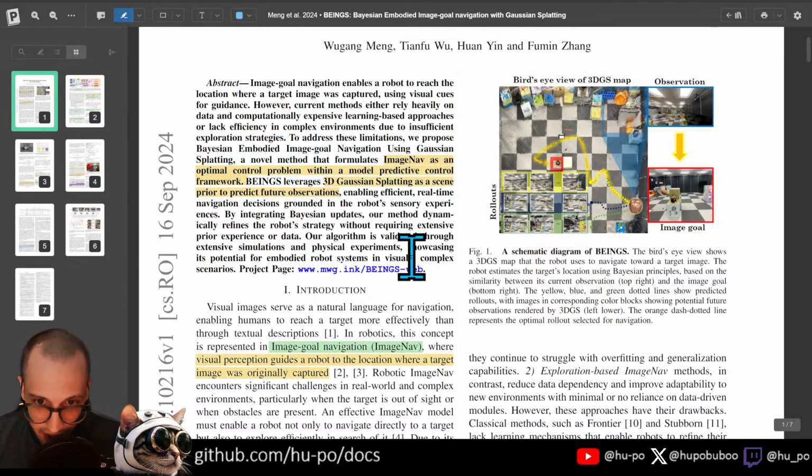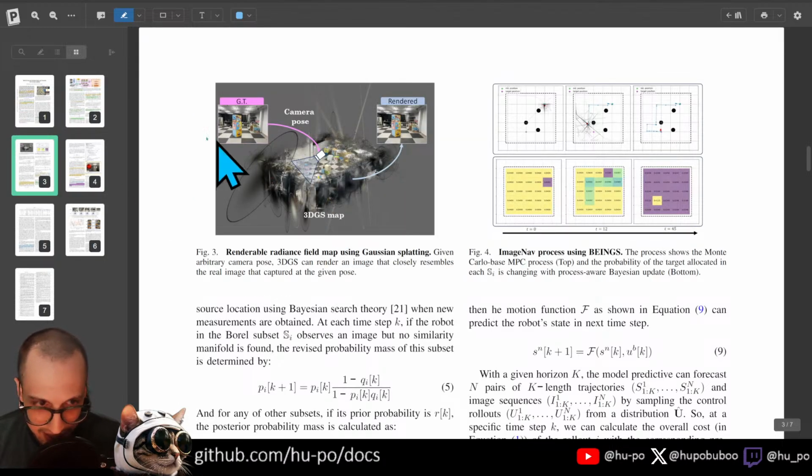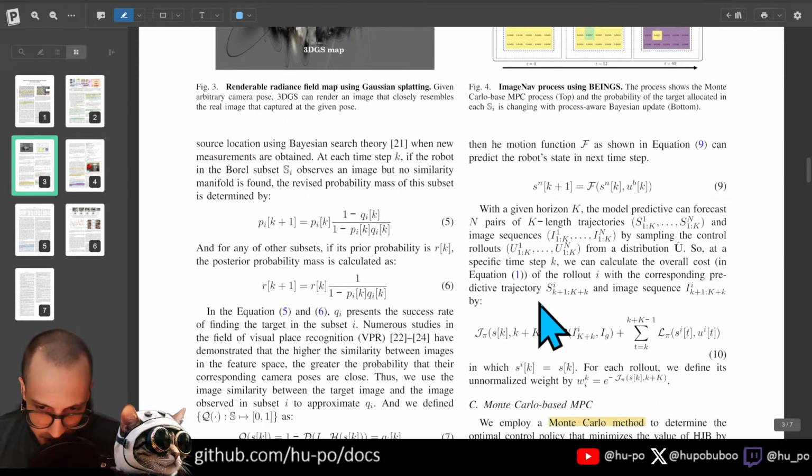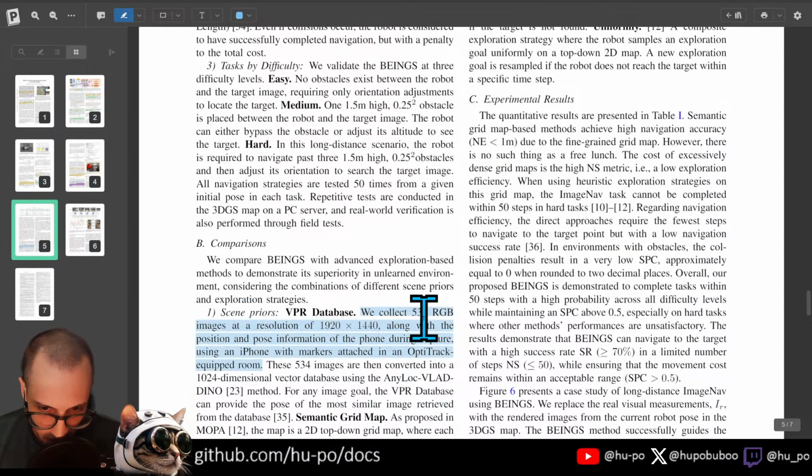And very similar to all these other papers, right? They use Gaussian splats for the reason that creating this with meshes and textures in a classic Unity type program is going to be very annoying and difficult, and you need to have a human person create that. So being able to walk through the scene, and they tell you exactly how they did that here, right? So they had someone collect 534 RGB images at a resolution of 1920 by 1440, along with a position and pose during capture using an iPhone with markers attached to an OptiTrack equipped room.